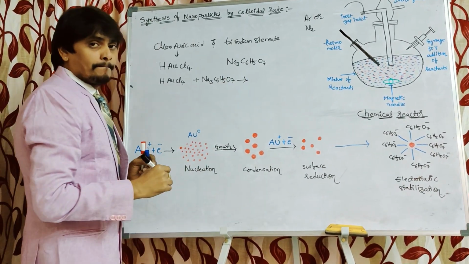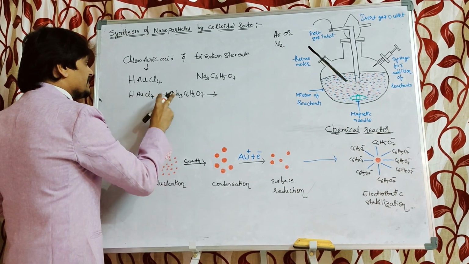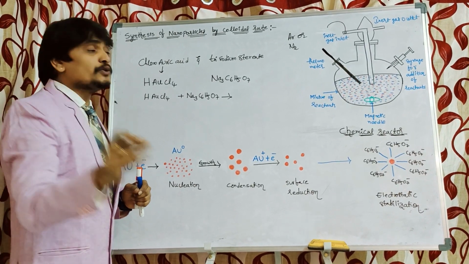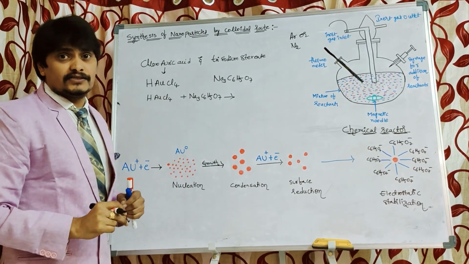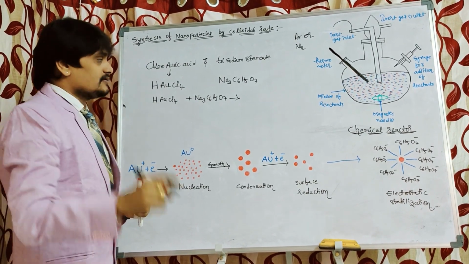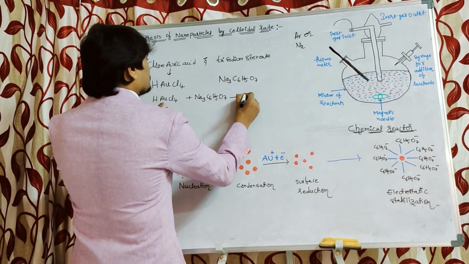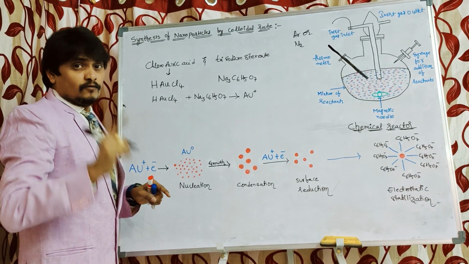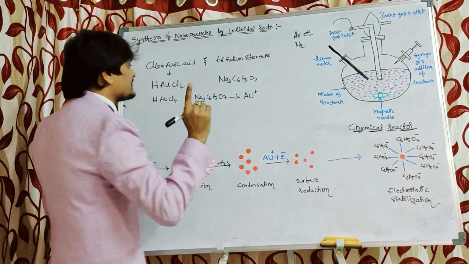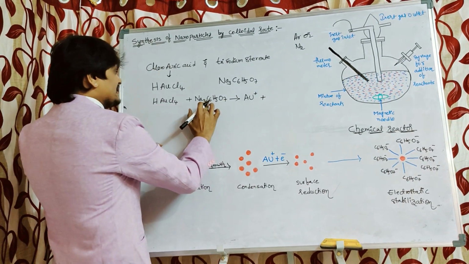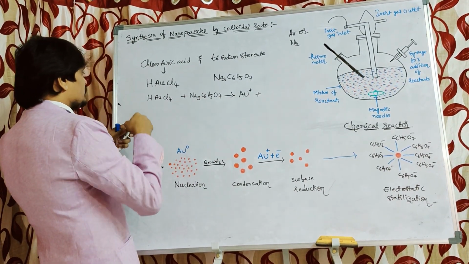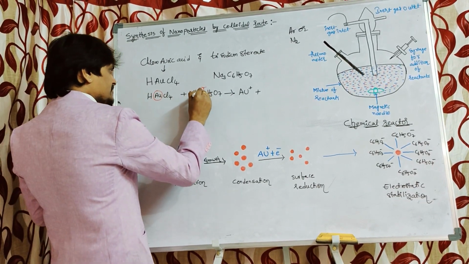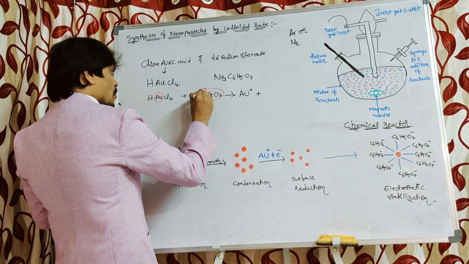Now, whenever the reaction takes place between these two reactants, one cation is going to be produced. Let us see what that cation is. That cation is Au+. Next, one anion is going to be formed. What is that anion? The anion is C6H5O7. So students, this is the cation, finished. The anion is C6H5O7.